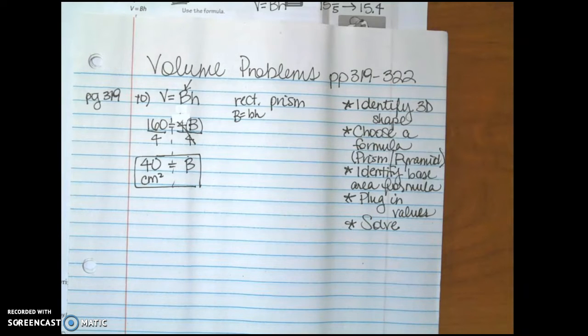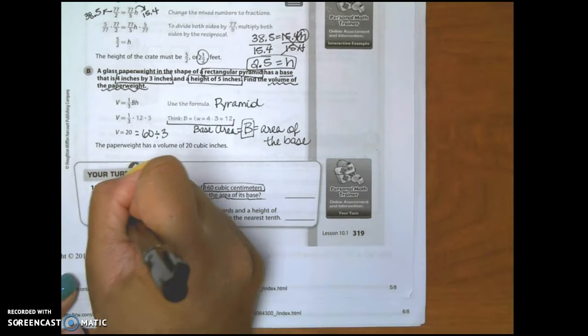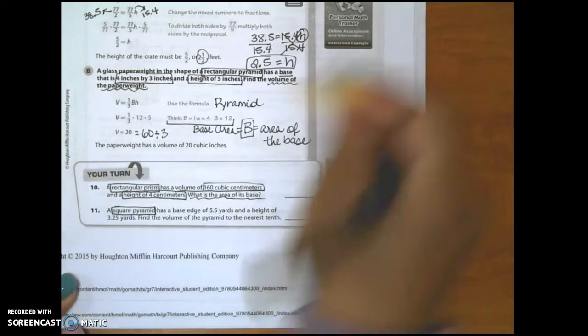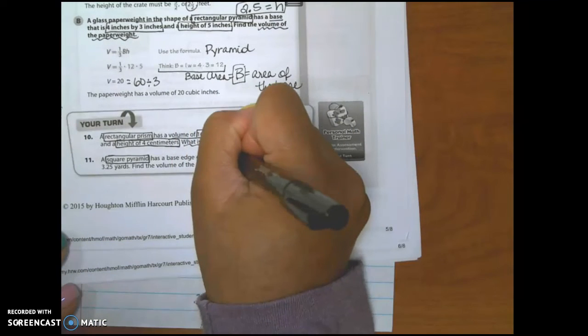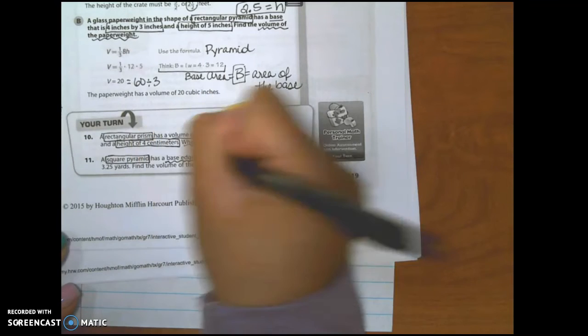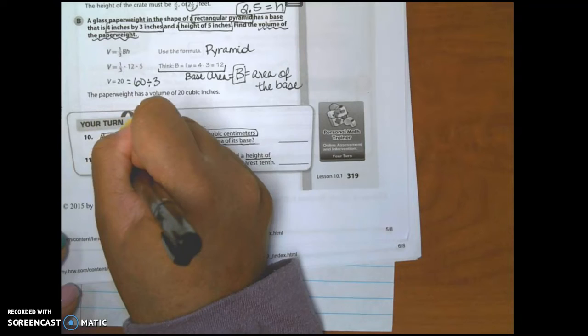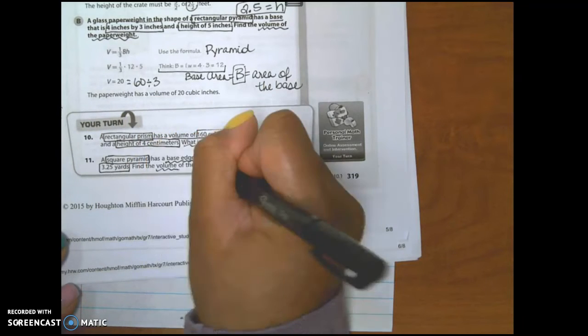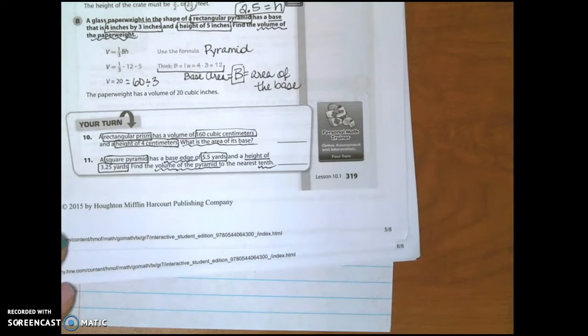Going on to question 11. All right, a square pyramid has a base edge of 5.5 yards and a height of 3.25 yards. Find the volume of the pyramid to the nearest tenth.